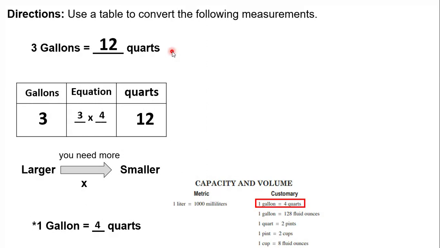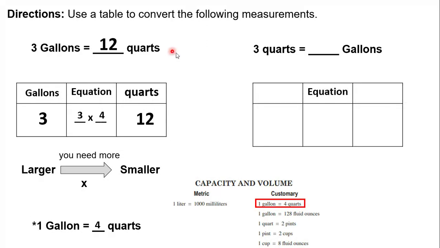Let's do it the other way around. Here we have 3 quarts, and we want to rewrite it as gallons. So we'll create our input-output table. We're starting with quarts, so that's what will go in the input. And we're ending in gallons, so that's what goes in the output. We can use the same information from our reference sheet down here to help us. So remember, 1 gallon is equal to 4 quarts.